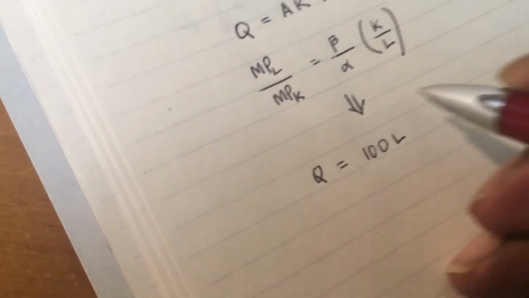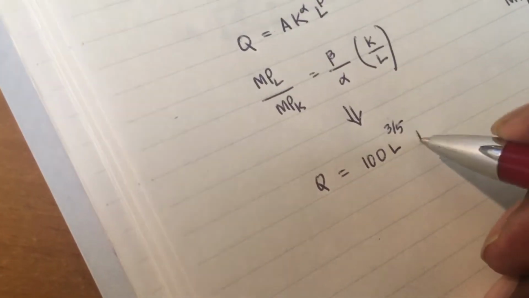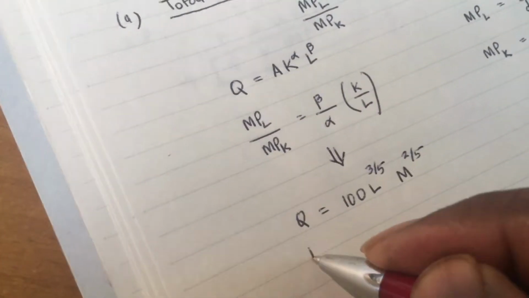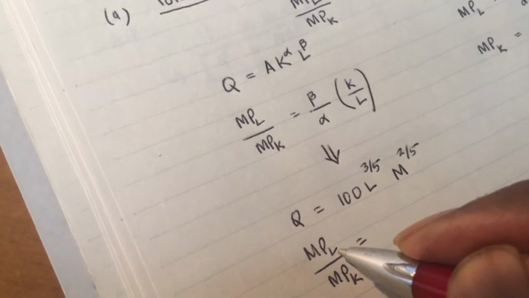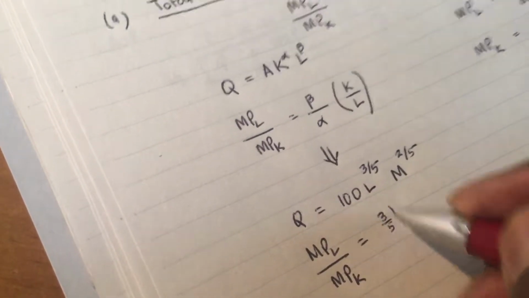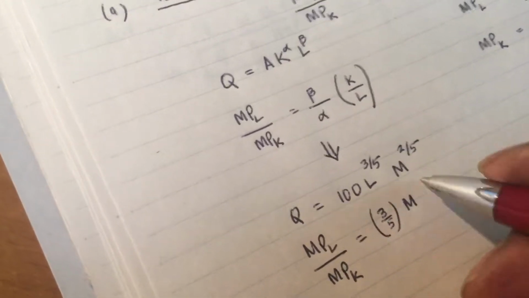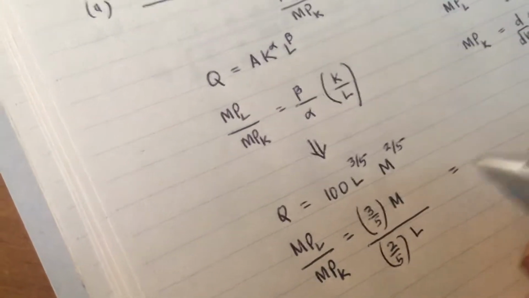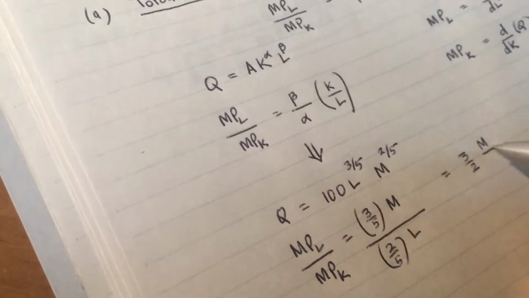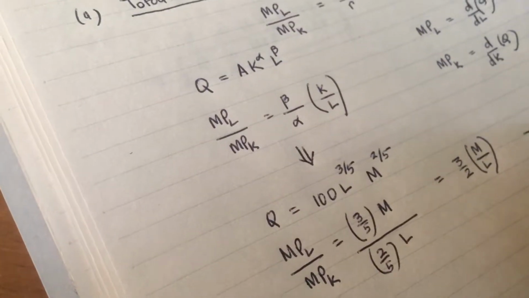So let me write down the production function. It's 100 L^(3/5) M^(2/5). So using this approach, I would say MPL over MPK, I'll start with the exponent of L, which is 3 by 5, times M, the other one, divided by 2 by 5 times L. So this should be 3 by 2 M by L. Okay, so that's the first equation.